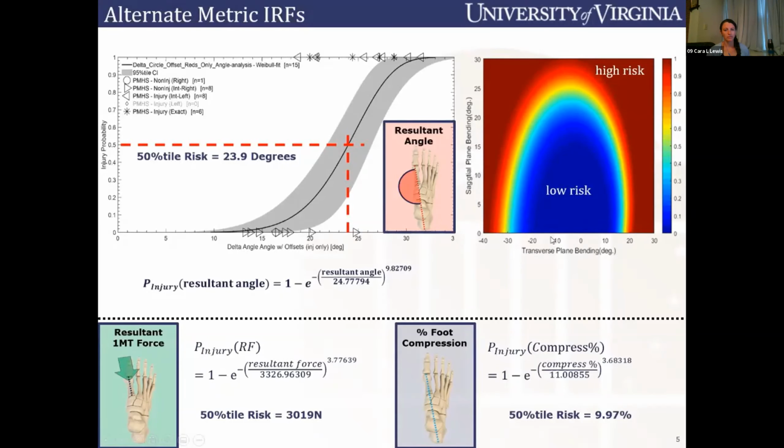So with a given foot posture, we can first calculate the bending angles at these 2 planes and then locate the corresponding point on the heat map to evaluate the Lisfranc injury risk. The blue region here means the risk of Lisfranc injury is relatively low, and the risk is high when the point locates in the red region.